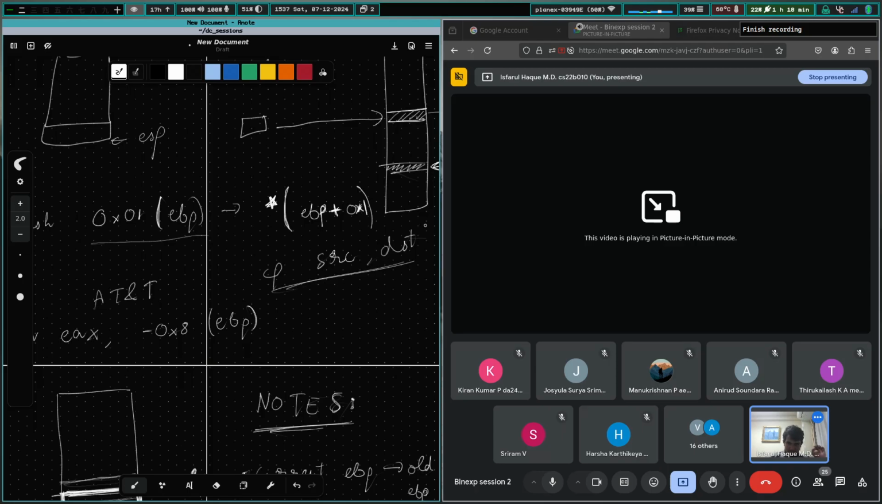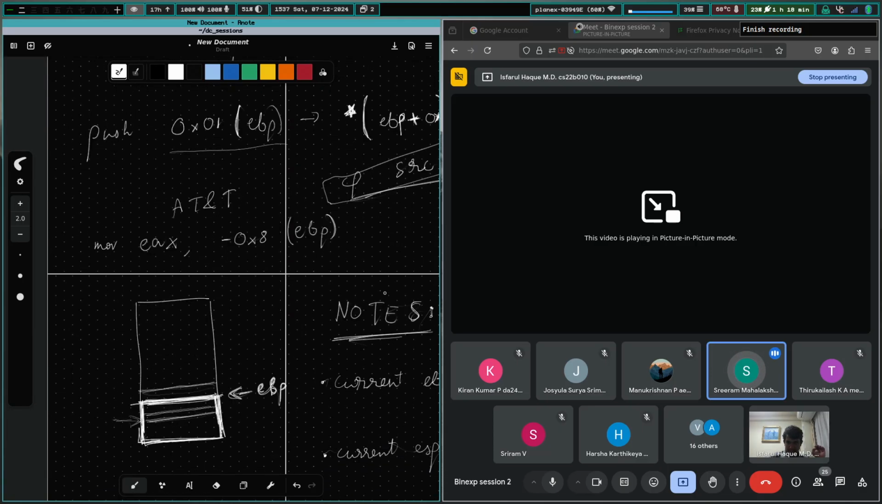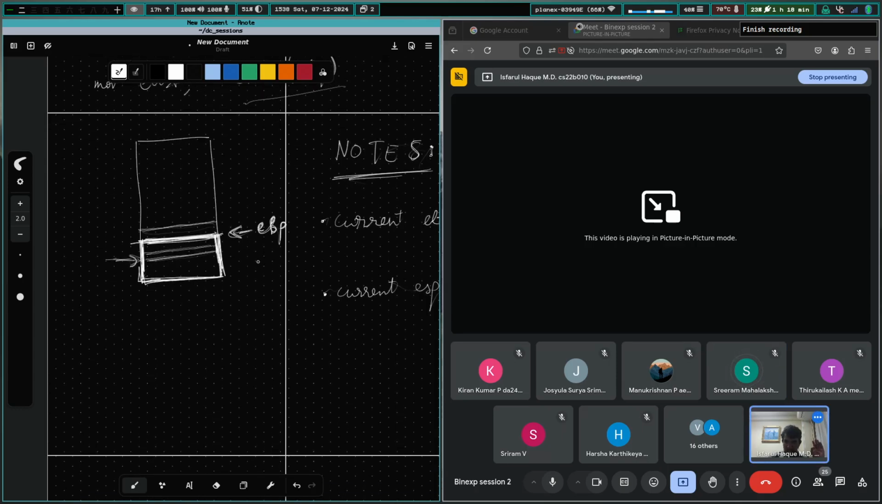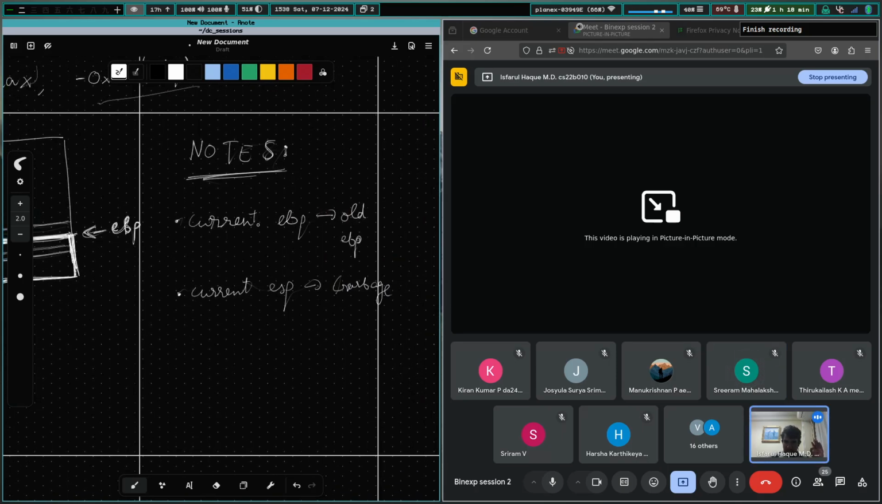Okay. That's what I told, right? Yeah. EAX is moved to EBP minus 8. So whatever the value of EAX is moved to here. So the value of this is copied to this is what I mean. Value of AX is copied to this, EBP minus 8. Okay, fine. So current EBP points to old EBP, current ESP points to garbage. This is when stack frame is complete.